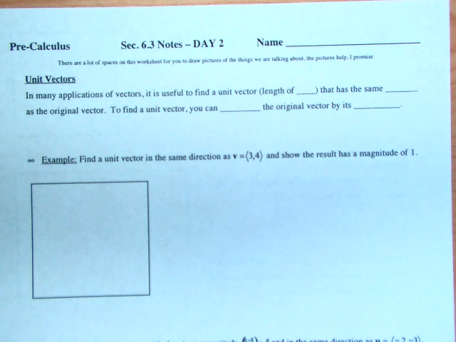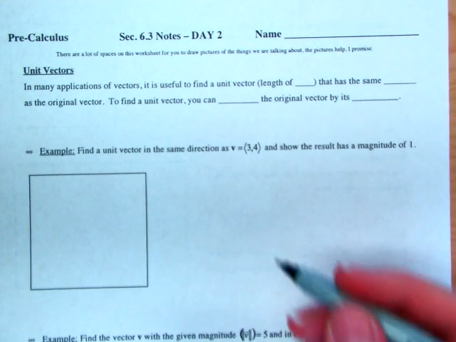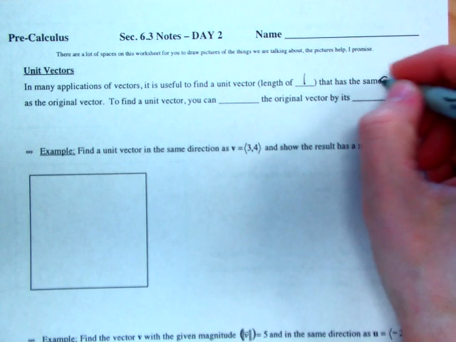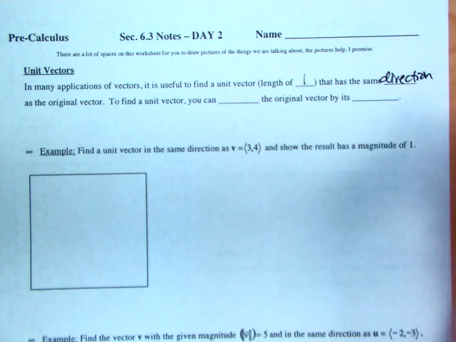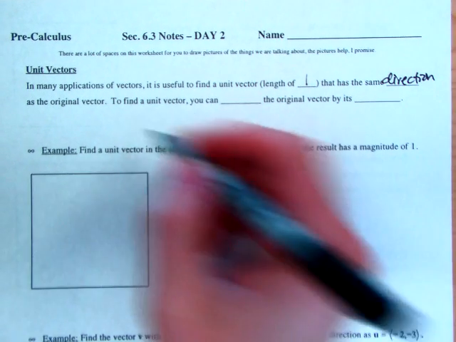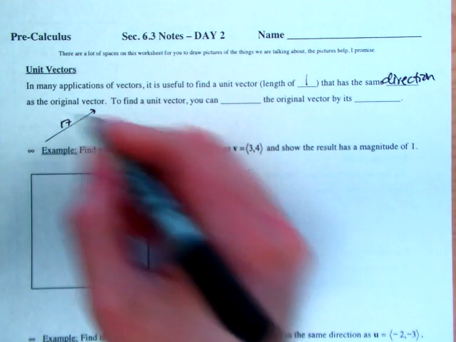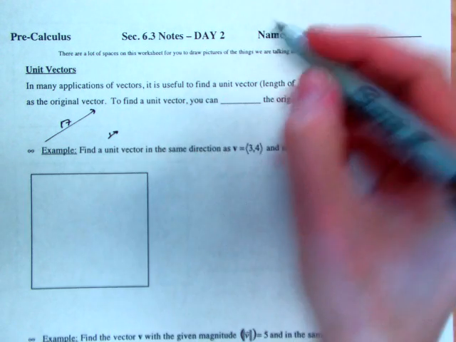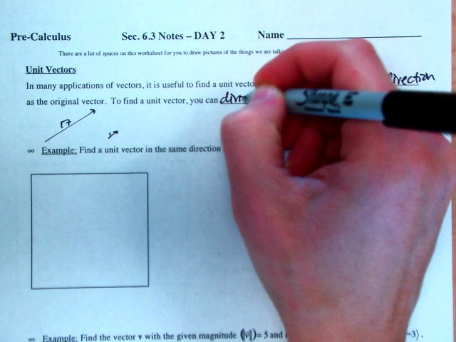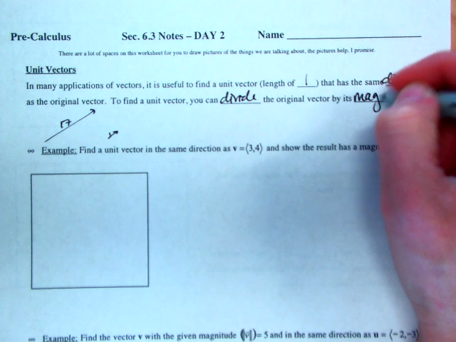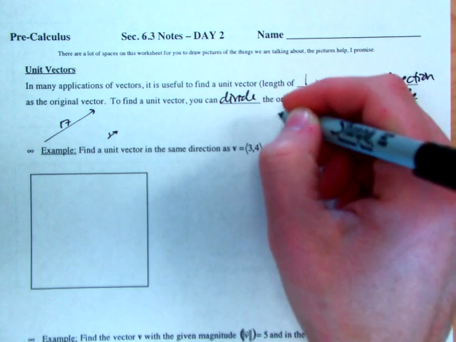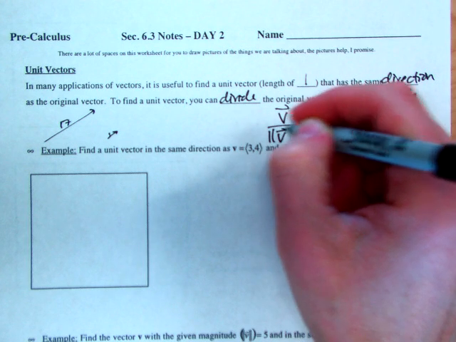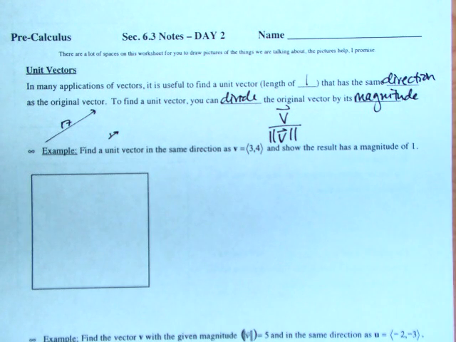First, the unit vector. In many applications of vectors, it is useful to find a unit vector, which has a length of 1, that has the same direction as the original vector. So this is a vector not with a length of 17 or square root of 130 or whatever. This is a vector that just has a length of 1. To find a unit vector, you can divide the original vector by its magnitude. So I would take a vector and divide by its magnitude. I'm going to divide the vectors by their length, and that'll chop it down to a length of 1.